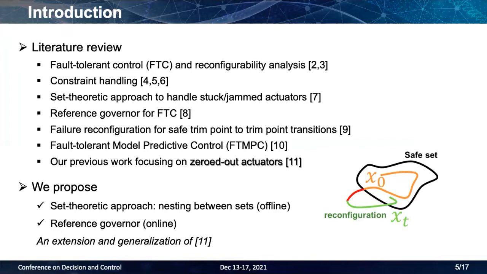In our previous work, focusing on failed actuators being set to the zero position, we proposed a method that exploits nesting between constraint admissible and recoverable sets designed offline to guarantee the existence of a recovery sequence. The reference governor is applied online to check reference commands while imposing constraint satisfaction using the remaining working actuators. In this work, we extend this method and reformulate our design to address a much more general case when actuators can get stuck.